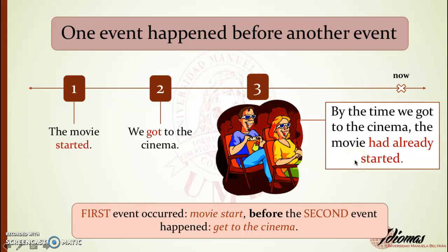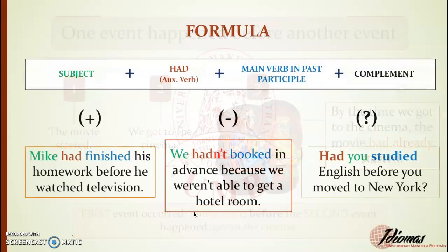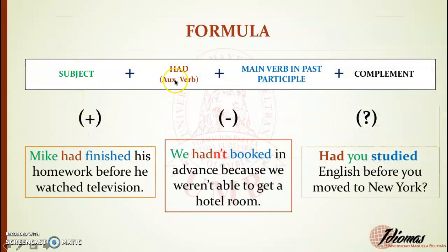Entonces, ¿sí ven? Utilizamos el pasado perfecto cuando una acción ocurrió antes que otra. ¿Listo? ¿Cuál fue la primera acción que ocurrió? Que la película empezó antes de la segunda, de llegar al cine. ¿Cuál es la fórmula? The person, always the auxiliary verb is going to be had. Then we use the principal verb in past participle and then the complement.